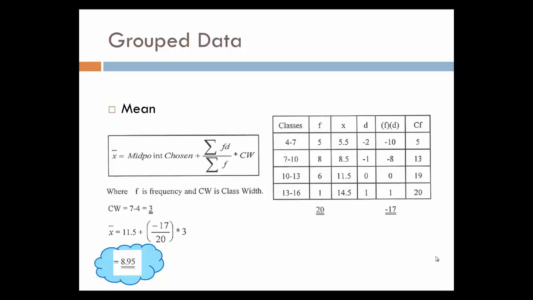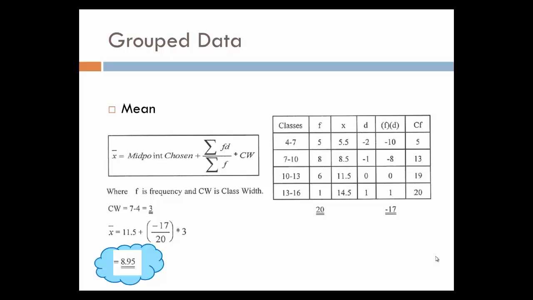Then the next important thing is, having got this -17, looking at the formula, you see it says divide it by the sum of f. You can see the sum of f is 20. So I write that. And then it says, which midpoint did you choose? You can see the midpoint I chose is in the 3rd row. And how did I get that midpoint? It is the lower limit 10 plus 13, which is the upper limit. I divided it by 2. That gave me 11.5. And that is why I wrote 11.5 there for the midpoint I chose.